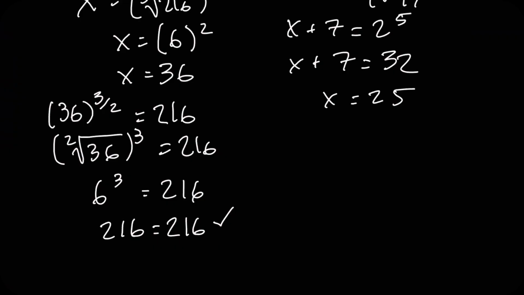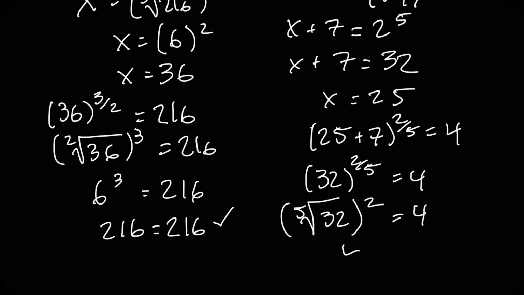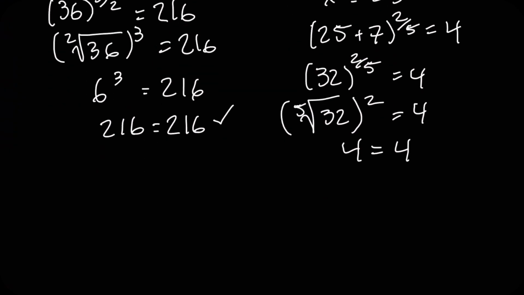Finally, go ahead and plug that 25 back into the original equation and see if it makes sense. So this will give us 25 plus 7 raised to the 2/5 equal to 4. So this will be 32 raised to the 2/5 equal to 4, or the 5th root of 32 squared is equal to 4. So this really is just going to be 4 is equal to 4, which makes sense, and we can check that x is equal to 25 is one of our solutions.